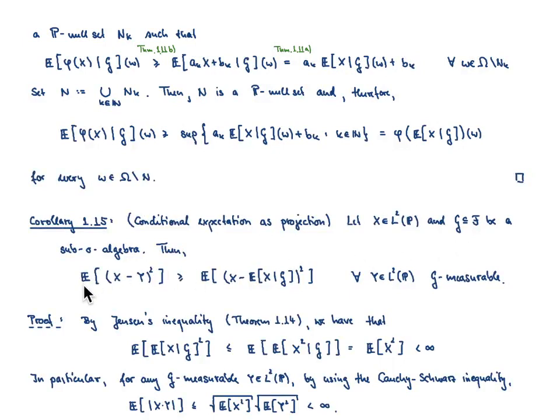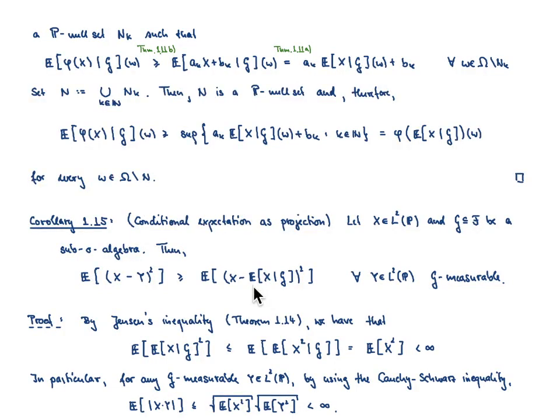Then it holds true that the expectation of the difference of X and Y squared is larger or equal to the expectation of X minus the conditional expectation of X given G squared, for all square integrable random variables Y which are G-measurable. Meaning that the smallest error in approximating X by a G-measurable function is given simply by this conditional expectation. This is what is encoded here. So if you want to project this random variable X onto the space of G-measurable functions, then you simply get as a true norm of the difference that value over here.